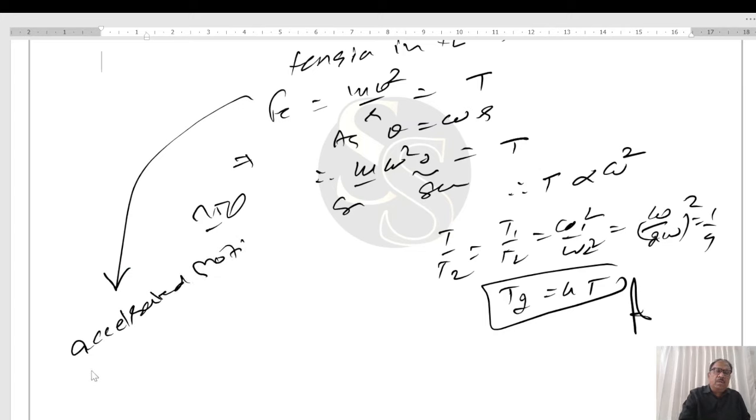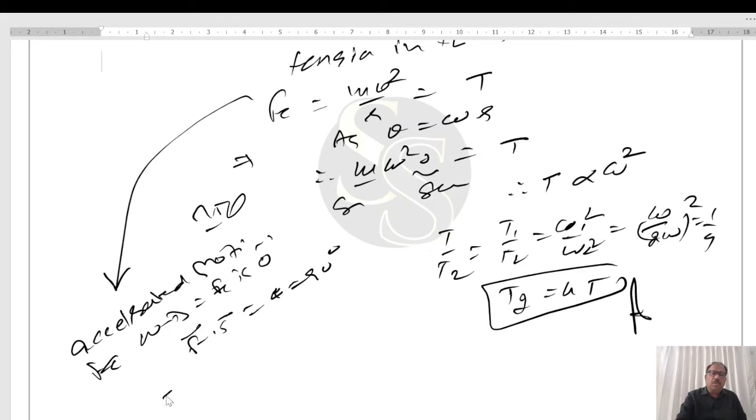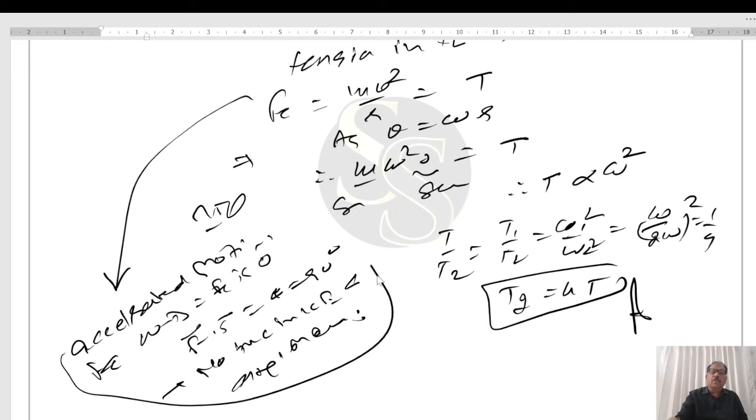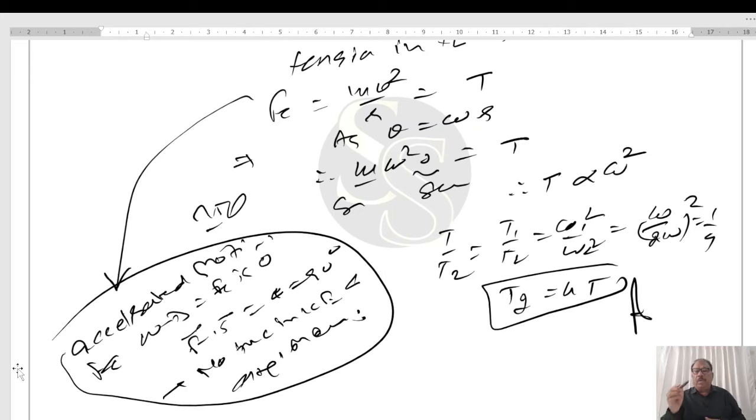Accelerated motion. Work done by Fc is 0, because F dot S with theta 90 degrees. There is no increase in kinetic energy and angular momentum. Right? These are all information, right?